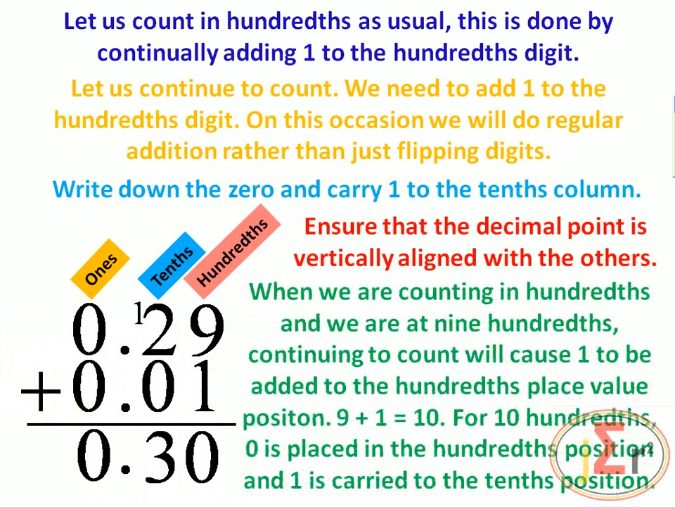When we are counting in hundredths and we are at 9 hundredths, continuing to count will cause 1 to be added to the hundredths place value position. So 9 plus 1 is equal to 10. For 10 hundredths, 0 is placed in the hundredths position and 1 is carried to the 10th position.